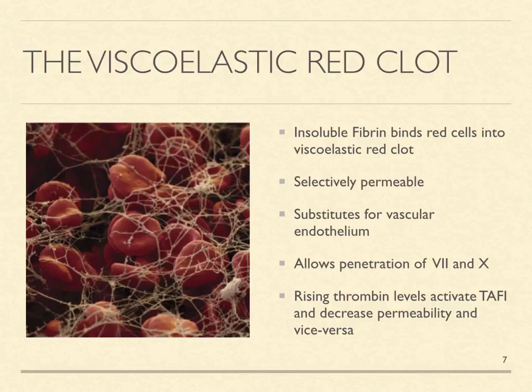It allows the penetration of factors 7 and 10, which interact with tissue factor in the damaged tissues and generate thrombin that energizes repair cell activity. Rising thrombin levels activate thrombin-activated fibrinolysis inhibitor, or TAFI, which strengthens the clot, reduces its permeability, and decreases thrombin generation. Declining thrombin levels reduce the activity of TAFI, which increases the permeability of the clot and increases thrombin generation.